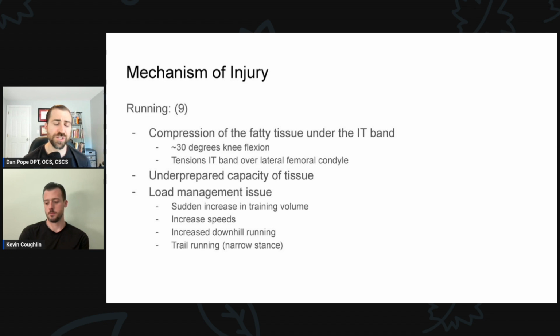So that kind of brings us to our next conclusion, that the mechanism of injury is kind of wrapped up in a load management problem. So what you might hear from some of your patients is that they had a sudden increase in their training volume. Maybe they increased their speed recently. They did more downhill running or more trail running in general. So it could be because they have a narrow base of support, or because when you do trail running in the woods or running up and down mountains, you're doing more hills, right? So going down hills more. These may be some of the things that set off IT band pain.